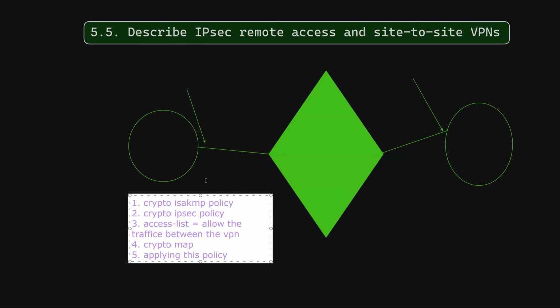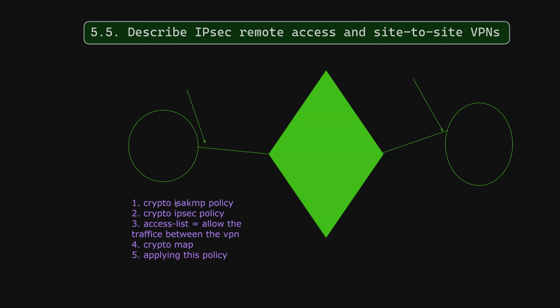Now this ISAKMP policy that you're seeing here, what is the full form? Internet Security Association and Key Management Protocol, ISAKMP policy. This is something known as phase 1 of the IPsec tunnel.